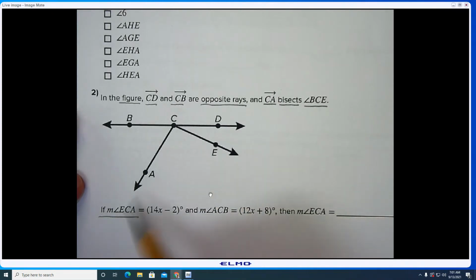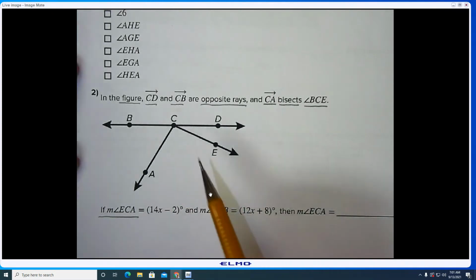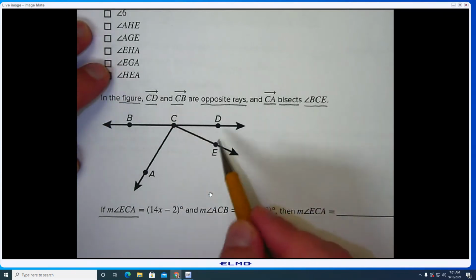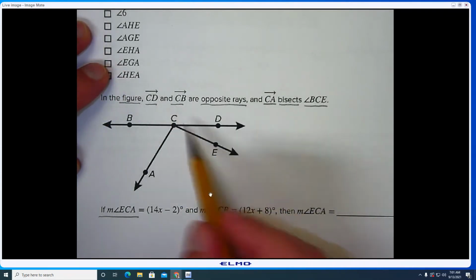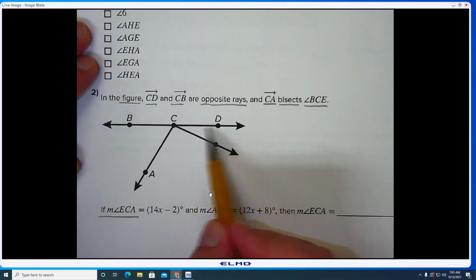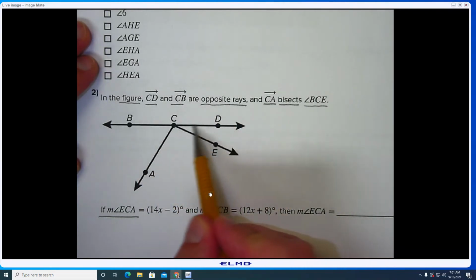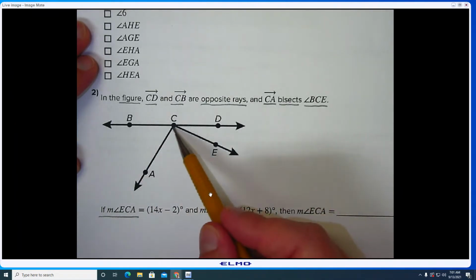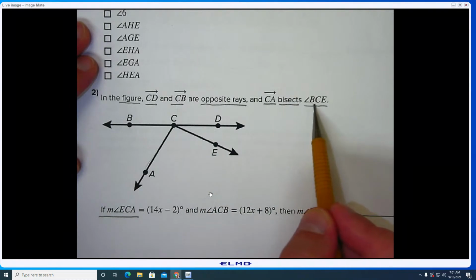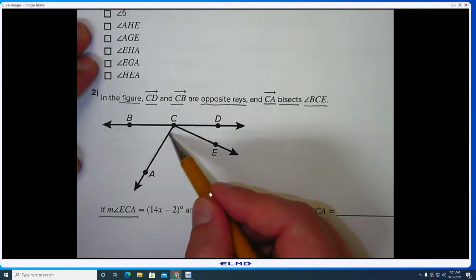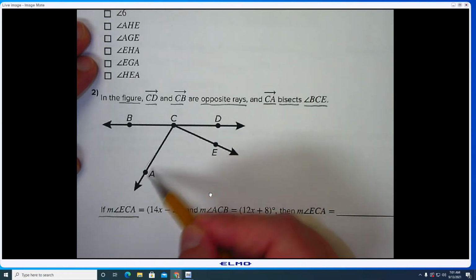And it's real important that you kind of link these together as you're doing it. So let's go back, line or ray CD. That's CD, this ray right here, and CB, this ray right here, are opposite rays. That means it's on the same line. Basically, they create a line. CA bisects angle BCE. So BCE got cut in half. That's what bisect means, by this ray CA.